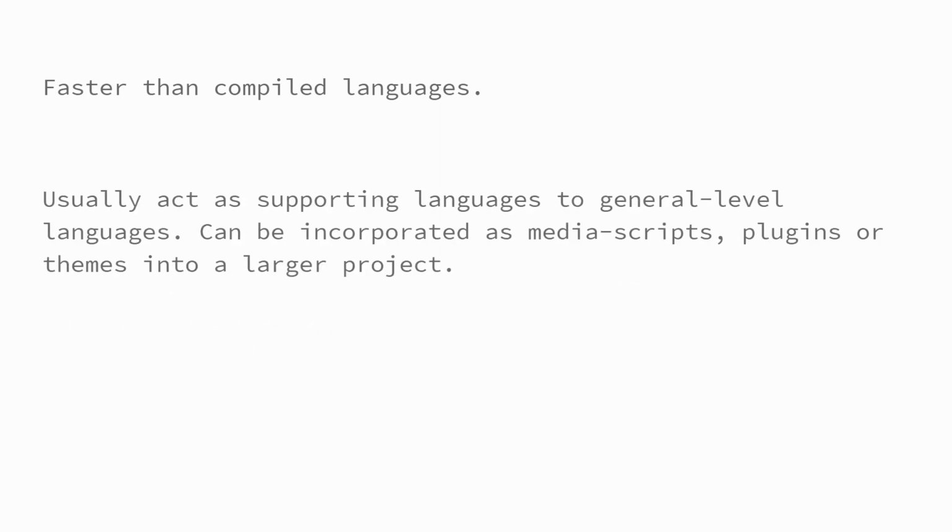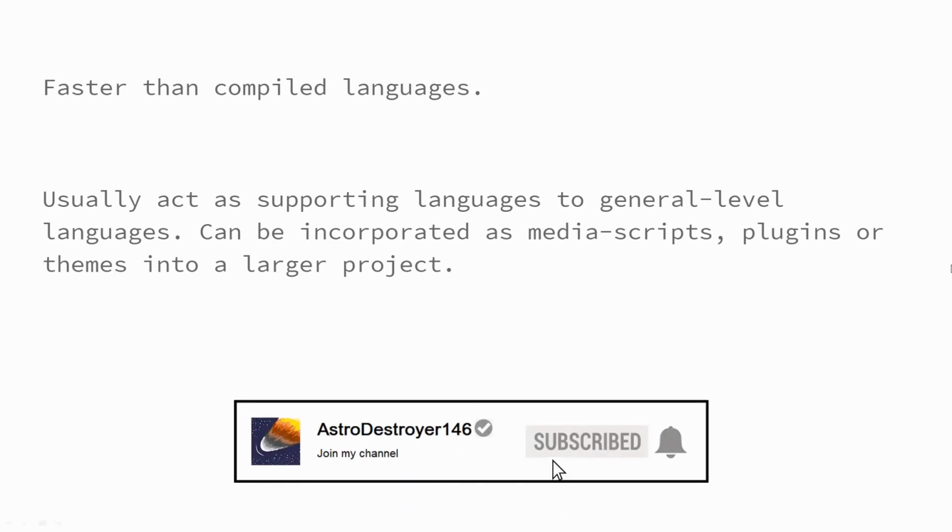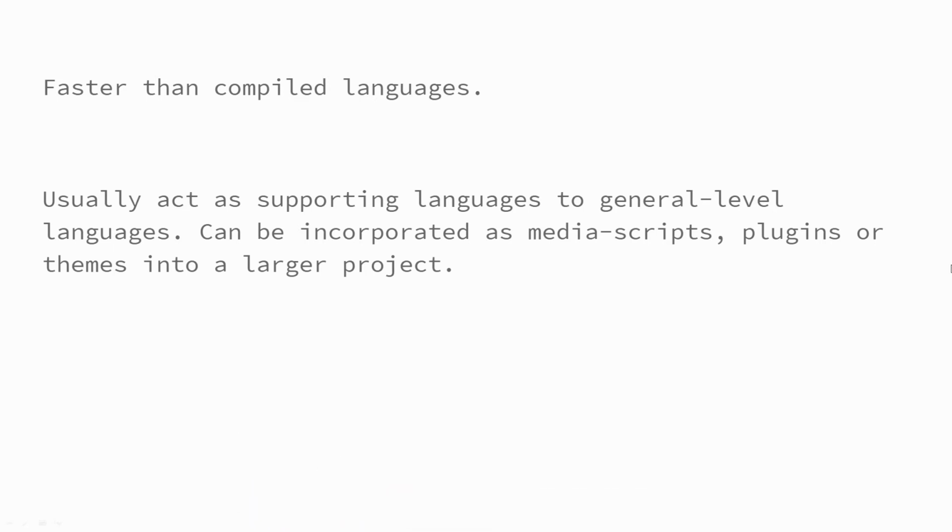And usually the scripting languages can act as supporting languages to the main level languages. Actually the bulk or the main thing is provided by the traditional or conventional languages such as C++, Java, etc., whereas the supporting plugins, media scripts or any other themes or any other small parts which can be implemented to a larger project are made available into the whole project, that is the main programming language, by the supporting languages such as scripting languages.